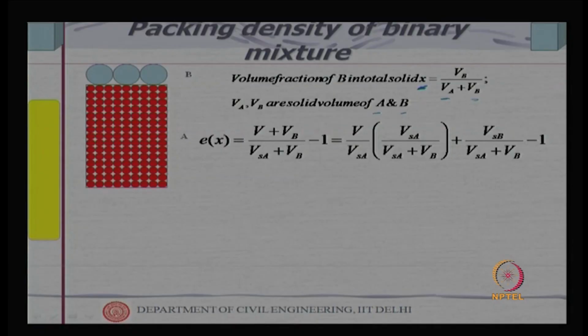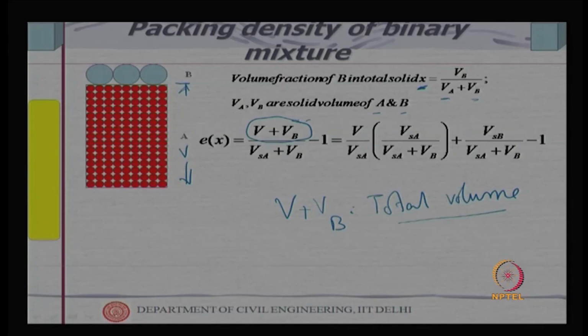Then the void ratio Ex, as a function of this, can be written as V plus VB. Now, what is this V plus VB? V was the original volume, so this is V. This volume is V plus VB, that is the increase in total volume. So this is the new total volume, because we said the total volume will be the bulk volume of A plus the solid volume of B.